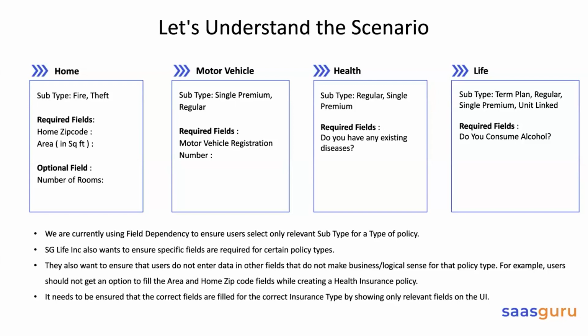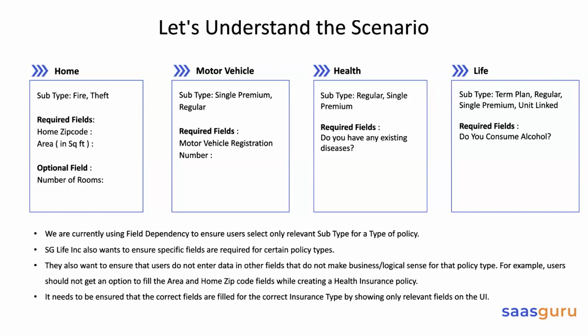If the person is selling motor vehicle, there can be other attributes. For example, motor vehicle registration number is required. If you're selling health, there are health related attributes. For example, do you have any existing disease, etc. For life, the parameters could differ.